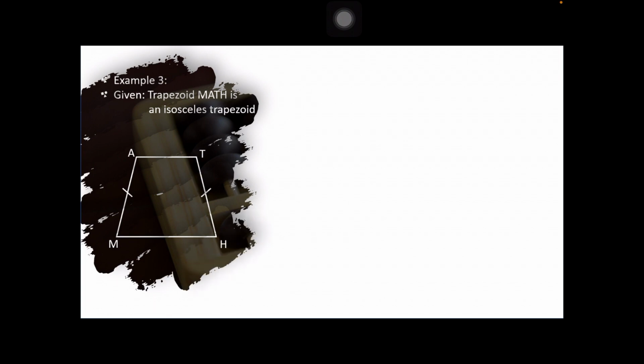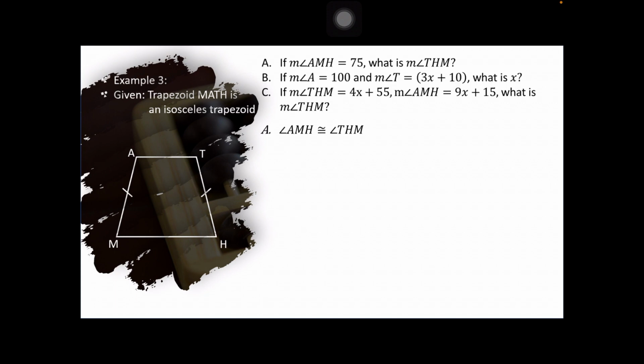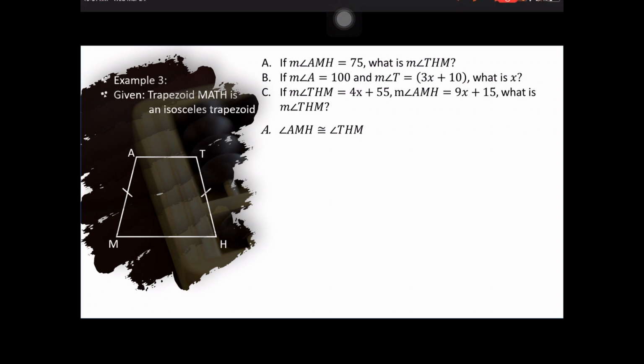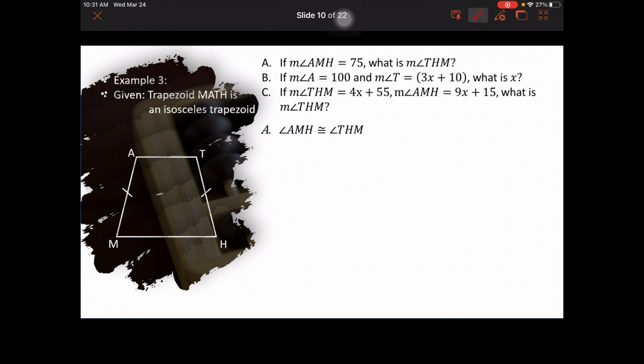Given, trapezoid MATH is an isosceles trapezoid. Letter A. If the measure of angle AMH is equal to 75, what is the measure of angle THM? Lagyan po natin ng sign. Angle AMH, ito po yun, 75 degrees daw po siya. Nakalimutan ko lang po lagyan ng degrees. Then, what is the measure of angle THM? THM, ito po yung hinahanap natin.